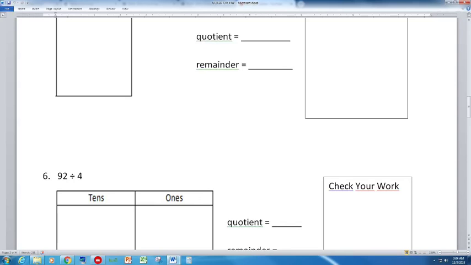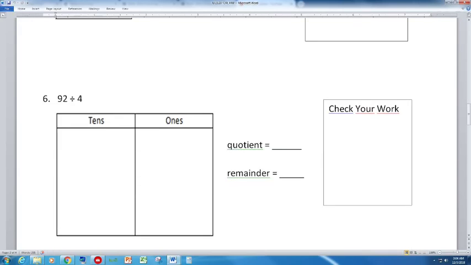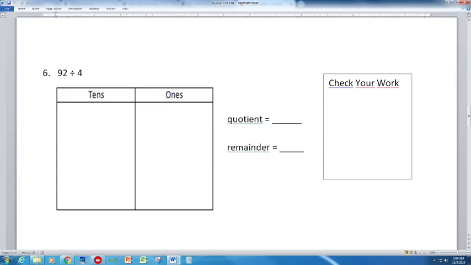We're going to skip number 5, and we're going to go down to number 6, which is what I was talking about with the 2 dots remaining. So 92. 9, 2, 1, 2, 3, 4, 5, 6, 7, 8, 9, 1, 2. Okay, start with our tens. 2, 3, 4. Oop. This is not the one I was thinking of. This is just, again, one with a 1 remainder.